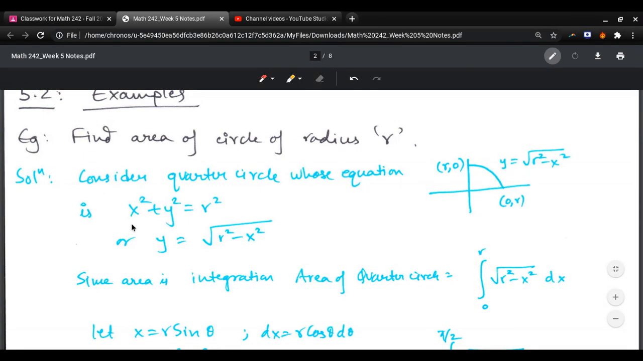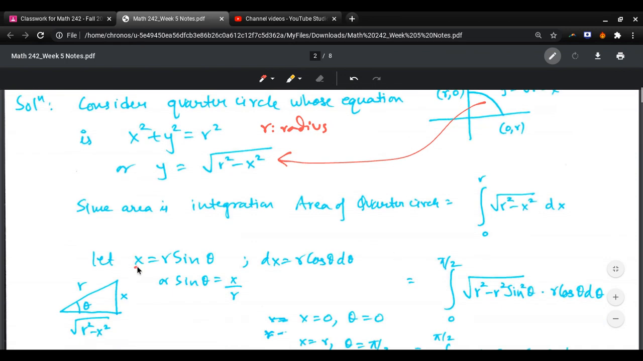The equation of a circle is given by x squared plus y squared equals r squared, where r is the radius. Which means the equation of this particular part over here is given by y equals square root of r squared minus x squared. For now, we're going to say that area is the integration, or integration gives us the area, and the quarter circle is going to be the integral from 0 to r of square root of r squared minus x squared.